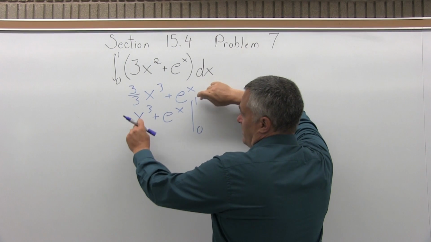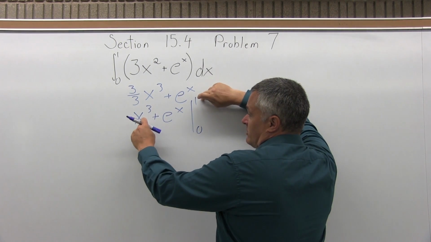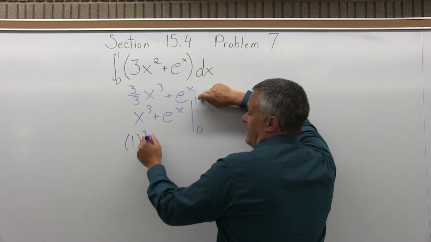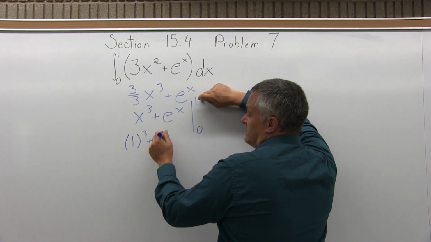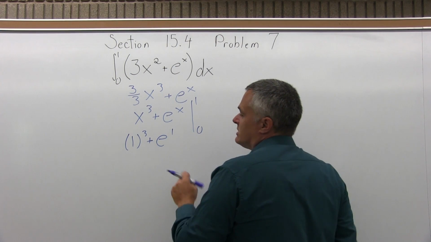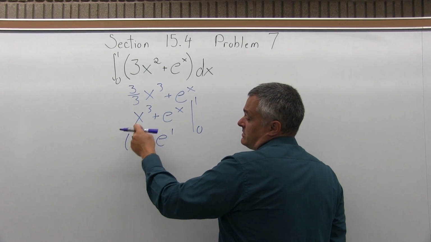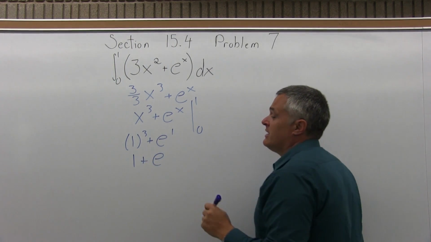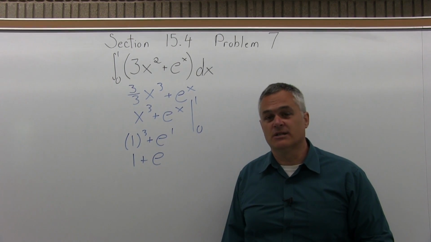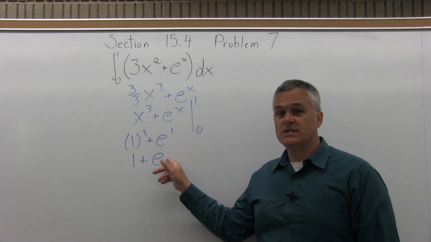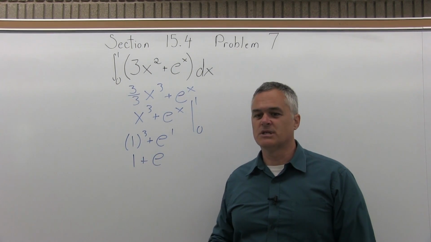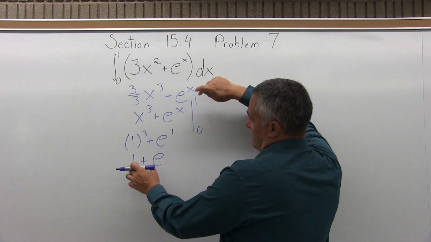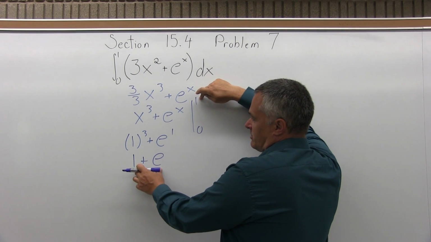Step 2, put in your upper limit of integration wherever you have your variable in your answer. So the x cubed becomes a 1 cubed, and the e to the x becomes an e to the 1, or e to the first power. So this is easy enough. 1 cubed, 1 times 1 times 1 is 1. E to the first power is just e. And again, e is that special number from natural science. It's 2.7 something. So we can just leave 1 plus e. So that's the answer for step 2. When I plug in the upper limit, I get this answer of 1 plus e.